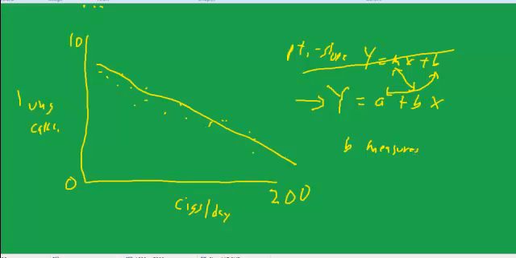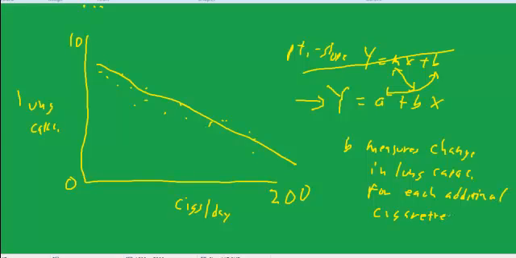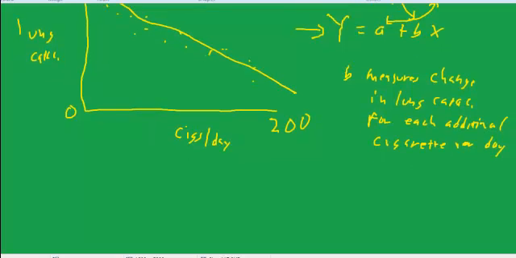measures the change in lung capacity for each additional cigarette per day. I'm not promising I've spelled cigarette right, doesn't look right, but whatever it is. And so presumably b is negative, that is, the more cigarettes you smoke, the lower the lung capacity.